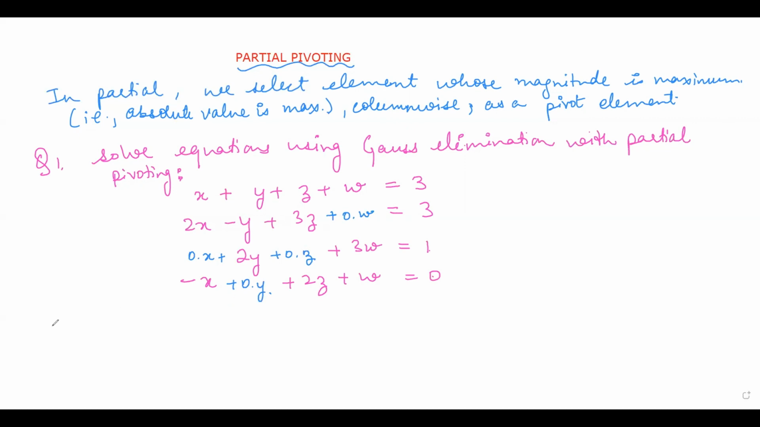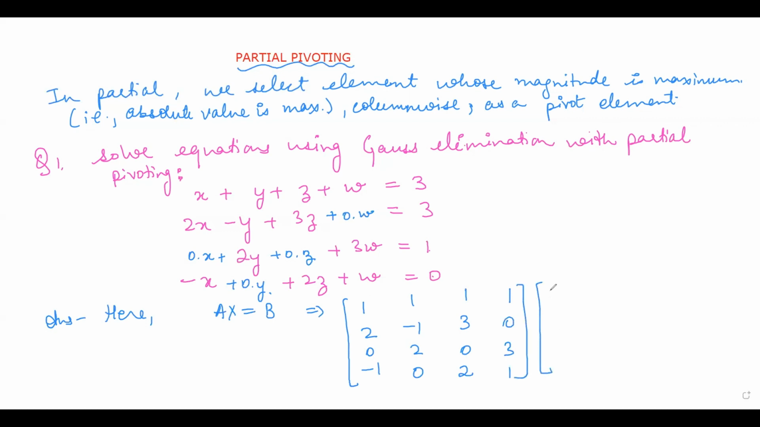When we write this in the form of AX is equal to B, it would be the coefficient matrix, a 4 cross 4 matrix: 1, 2, 0, minus 1, 1, minus 1, 2, 0, 1, 3, 0, 2, 1, 0, 3, 1. Your capital X would be X, Y, Z, W. B would be 3, 3, 1, 0. So this is our AX is equal to B.